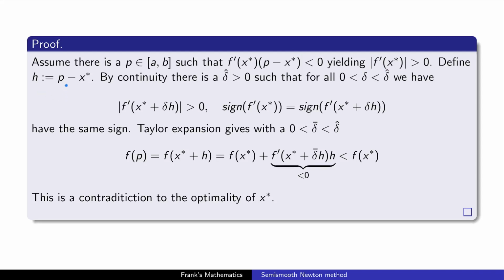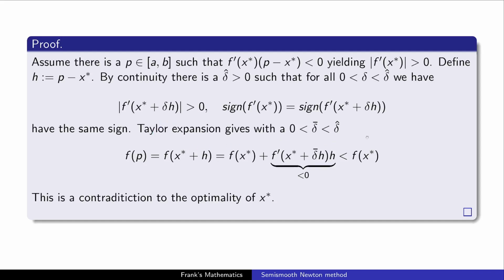Now we use the continuity of f and f prime to get a delta hat such that for all delta which lie between 0 and delta hat the following condition is satisfied. f prime applied to x star plus delta times h must have the same sign as f prime x star. Why are we using such a thing? Because we now can simply use Taylor expansion.